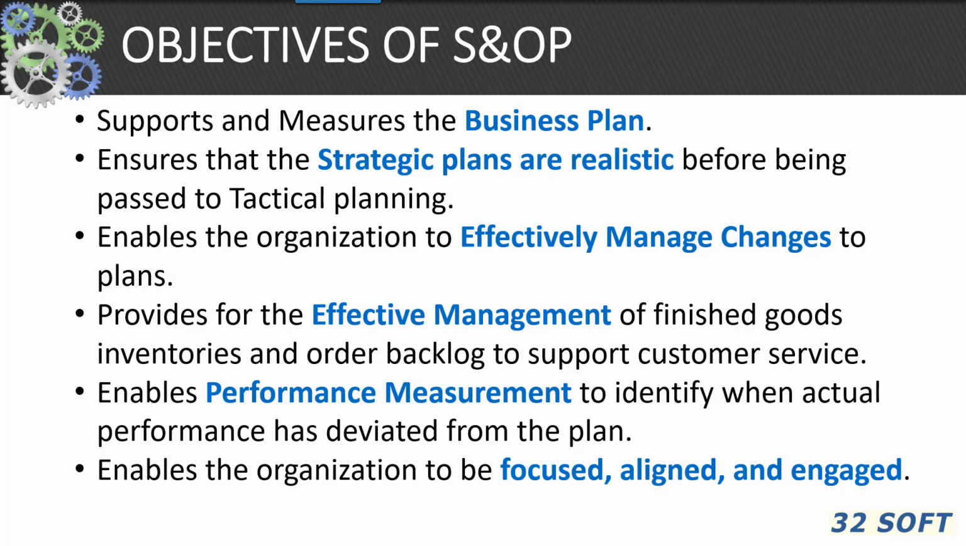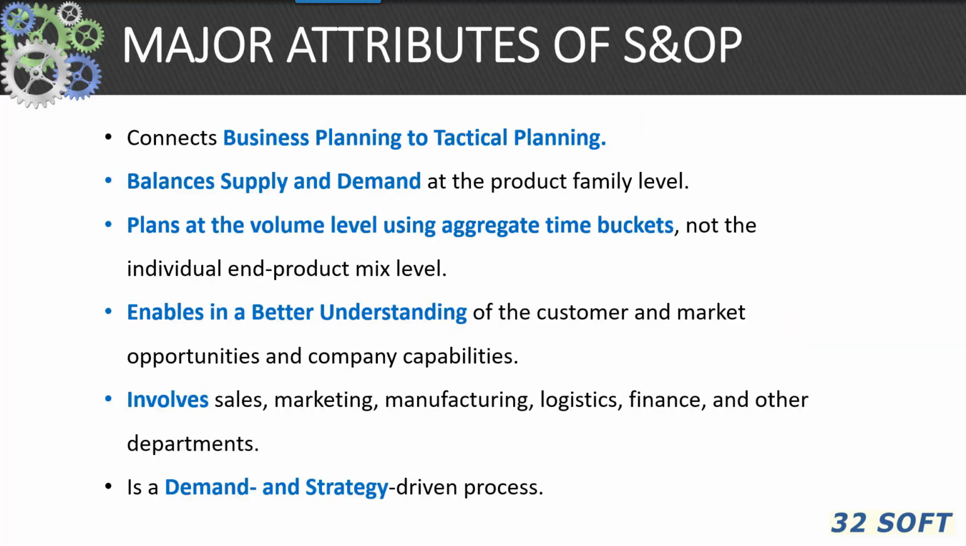Sales and operations planning has several objectives. It supports the business plan. It ensures that the strategic plans are realistic before being passed down to the tactical level. It enables organizations to effectively manage change. It provides for finished goods and order backlog to support customer service. It enables performance management to identify when actual performance has deviated from the plan. And it enables the organization to be aligned, focused, and engaged.